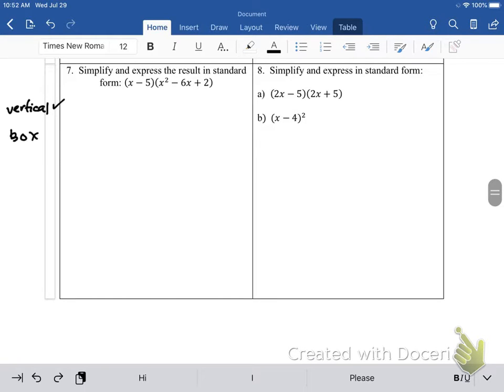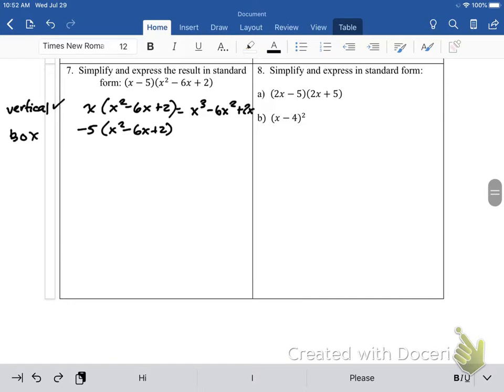Okay, so each of the terms in x minus 5 has to be multiplied by everything there. So I'm going to multiply x by everything, and it's going to be just a simple distribution. And then I multiply negative 5 times everything, and that's also going to be a simple distribution. So let's distribute. Okay, first one's going to give me x to the third minus 6x squared plus 2x.